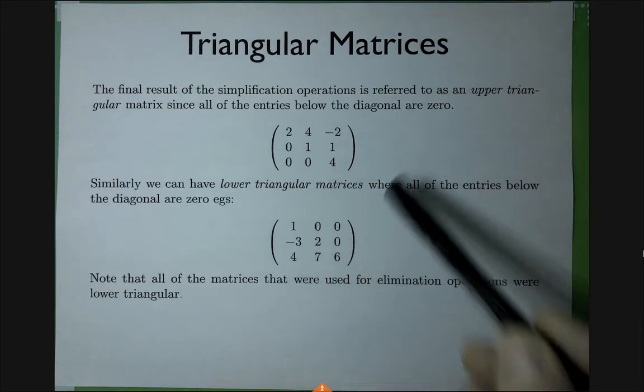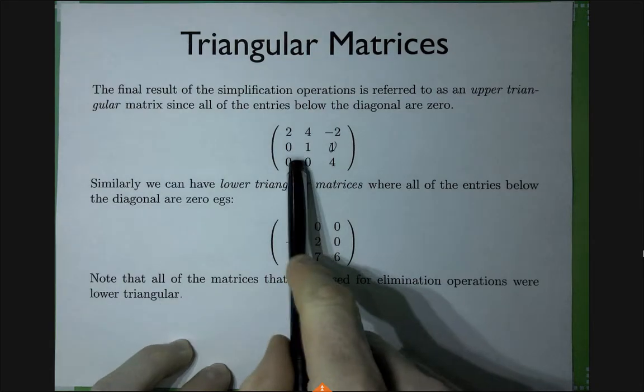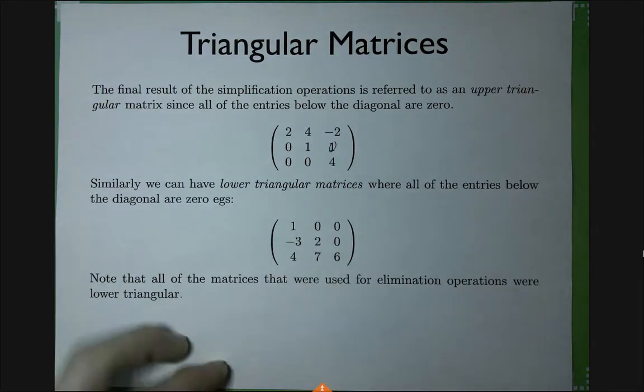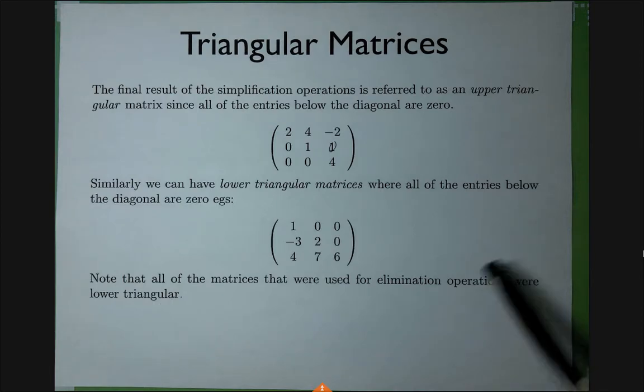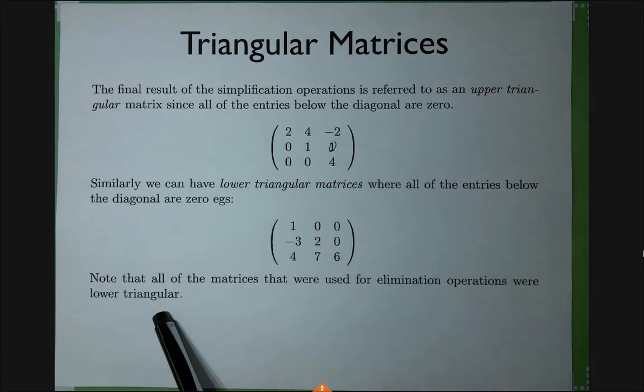That does not mean that there could not be some zeros elsewhere. There could easily be a 0 here or anywhere. A matrix with all zeros is both lower and upper triangular. That's totally fine. But what this means is that there must be zeros below the diagonal in the upper case and above the diagonal in the lower case. Okay? And the cool thing is that the matrices that we used for elimination were all lower triangular.